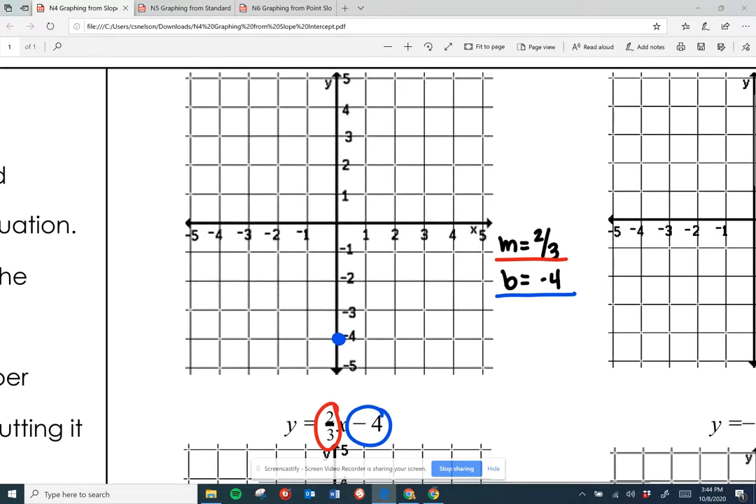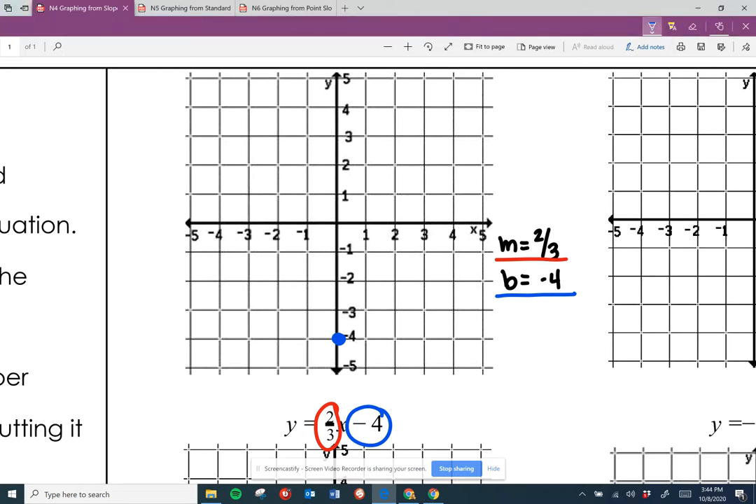That's where the graph is going to impact the y-axis, and then I use my slope to add the additional points. So since my slope is 2 over 3, it's positive. I'm going to go up 2 to the right 3 as much as I can. Over here, you can see it kind of run out of space, so I'm just going to put a little ghost one there. Okay, and then I'm going to go ahead and connect those dots. Okay, and that's how we would graph the equation of a line.